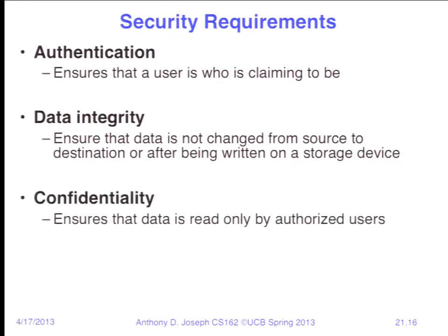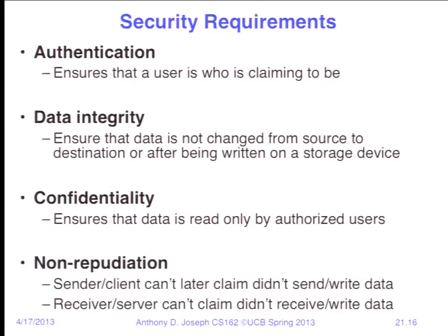Third is confidentiality. So this is ensuring that data is only read by someone who's authorized to access that data. You want to make sure unauthorized users can't see the data. And then finally, non-repudiation. This one's a little bit more complicated. Basically, what it means is that a sender or a client can't claim later on they didn't send or write some data. And similarly, a receiver can't claim, oh, I didn't receive that data. So we're going to go through each one of these through the rest of the lecture.